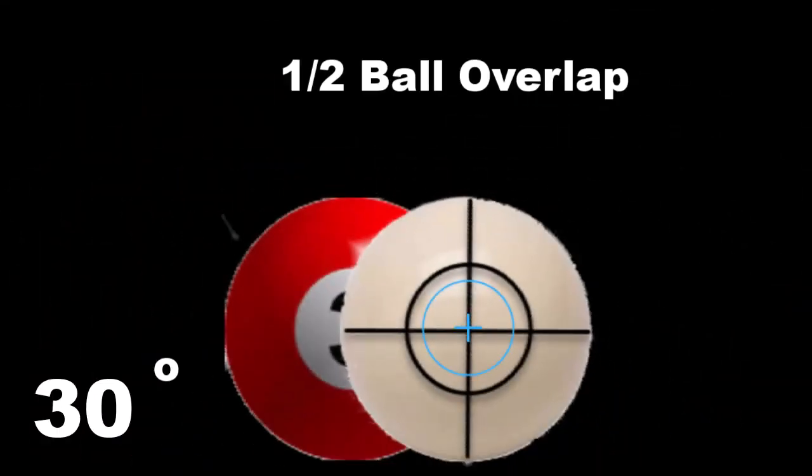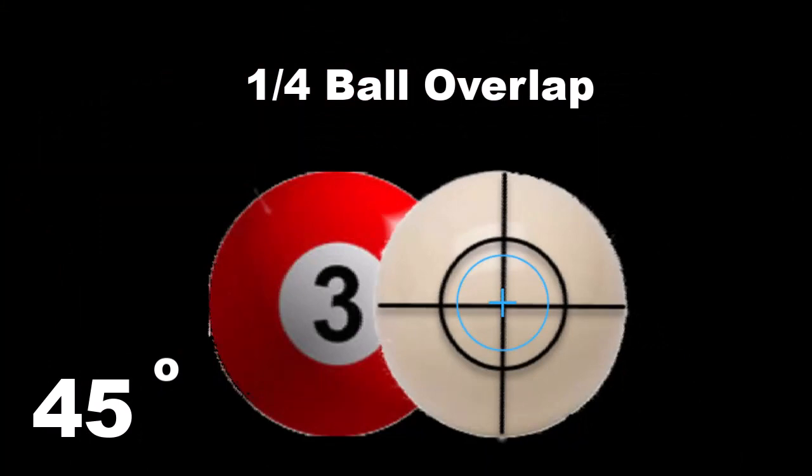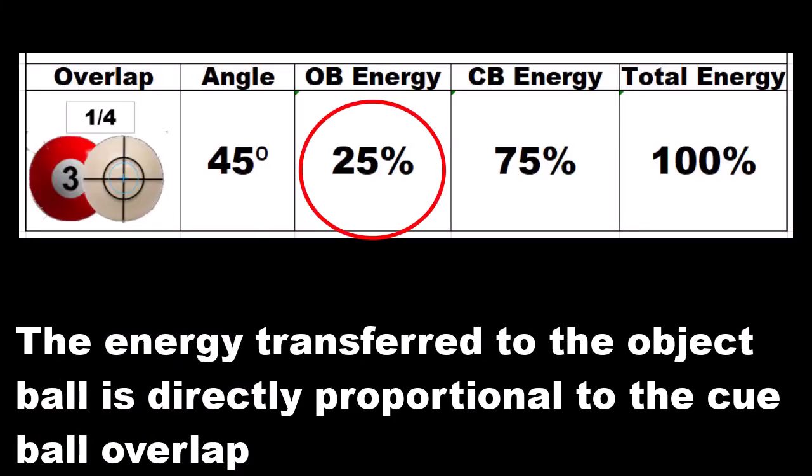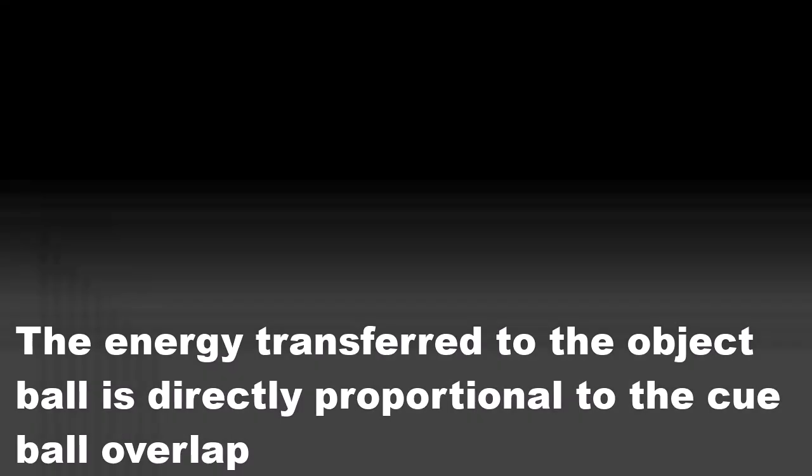The 30-degree cut angle is made with a half-ball overlap. With a half-ball overlap, the energy is evenly split. Half, or 50%, goes to the object ball. The other half stays with the cue ball. The 45-degree cut angle is made using a 1/4 ball overlap. With a 1/4 ball hit, only 25% of the energy goes to the object ball. 75% remains with the cue ball.